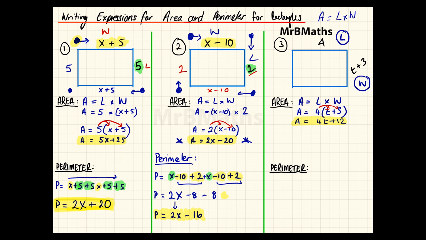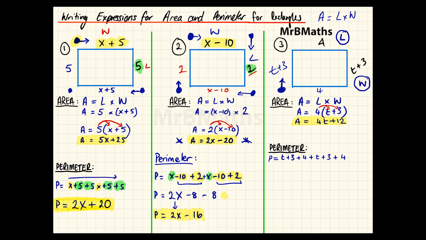Now moving on to perimeter. Perimeter P equals, again pick a starting point. Just to change it, we're going to start at the bottom left instead of the top left. And just quickly, t plus 3 is t plus 3 here as well, and the 4 at the top is the 4 at the bottom. So starting in the bottom left and working my way around, I will have t plus 3 plus 4 plus t plus 3 plus 4.